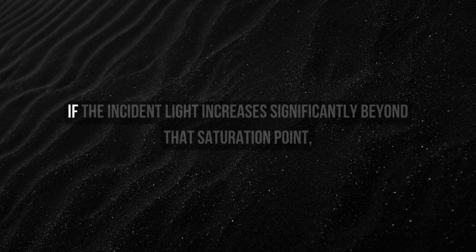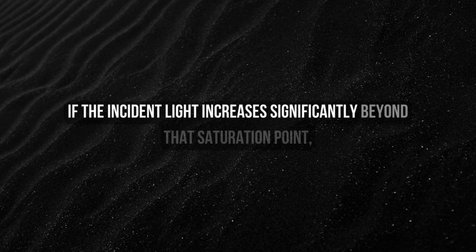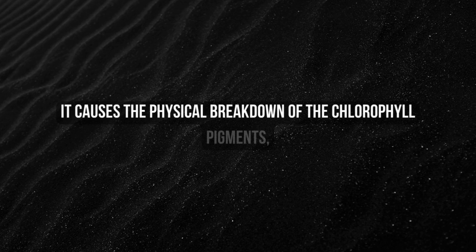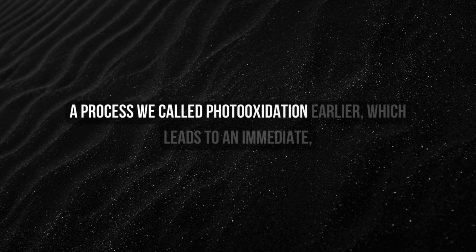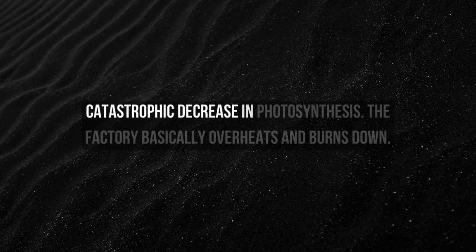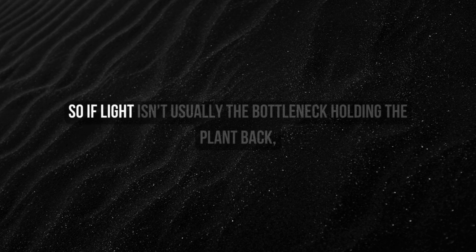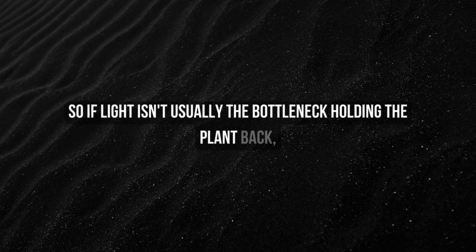In fact, too much light is a massive liability. If the incident light increases significantly beyond that saturation point, it literally overwhelms the system. It causes the physical breakdown of the chlorophyll pigments, a process we called photooxidation earlier, which leads to an immediate, catastrophic decrease in photosynthesis. The factory basically overheats and burns down. So if light isn't usually the bottleneck holding the plant back, what is?